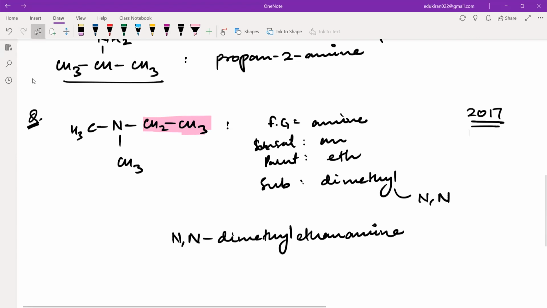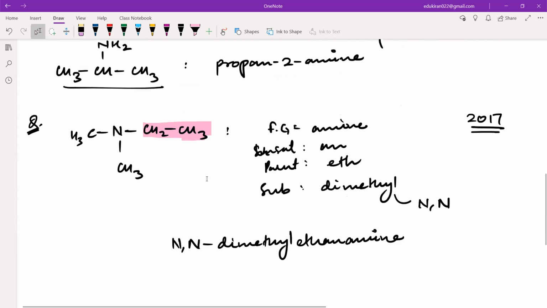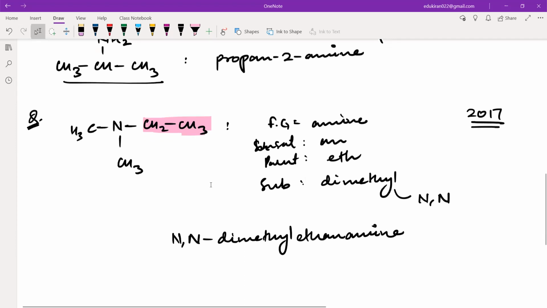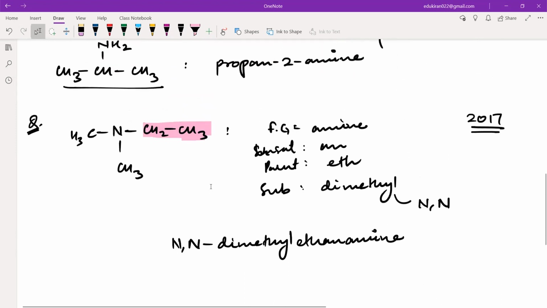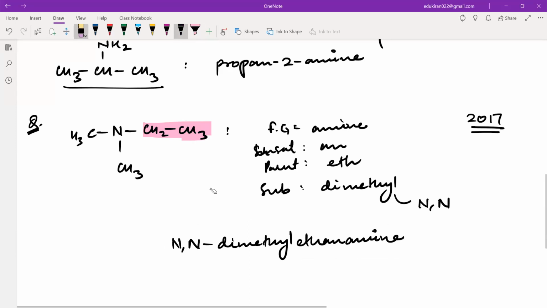Is that clear, yes or no? Yes, sir. This question came in 2017. So if the question asks only for the name, we can just write the name. This functional group part is not needed in exams. You just need to write this final name.